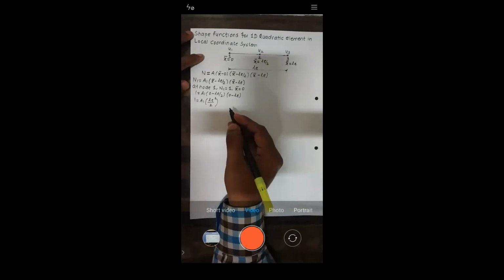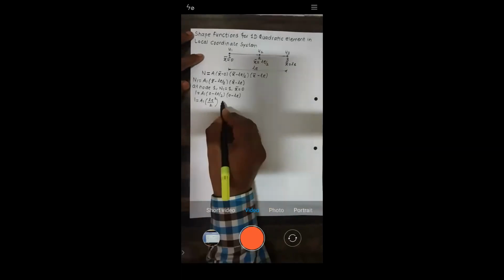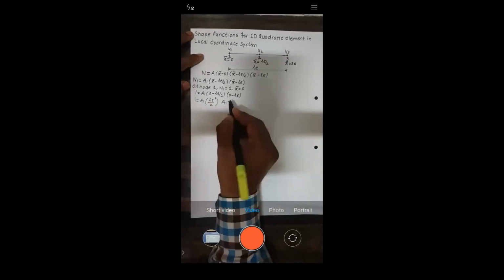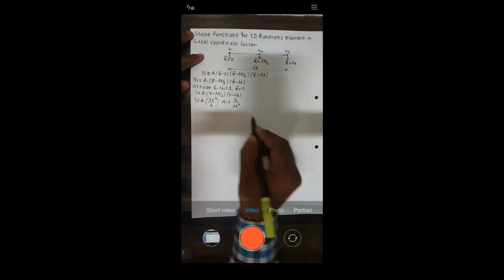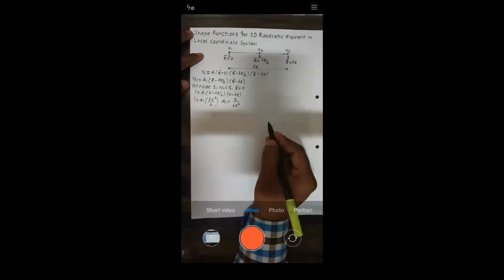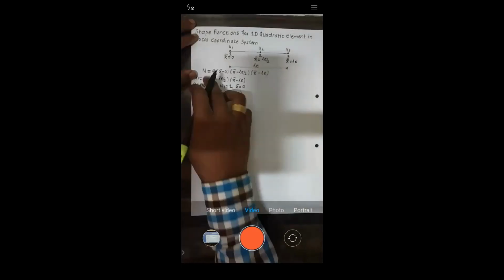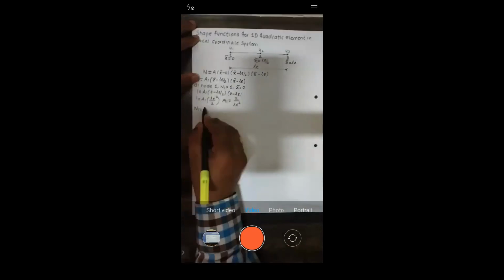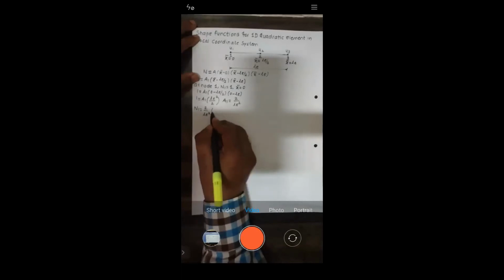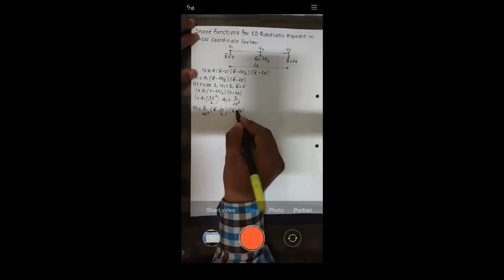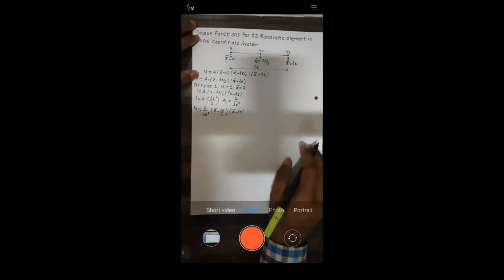So what value of A1 will you get? What is the value of A1? It is 2 by Le square, right? Is it okay? If you put this value in N1, what value of N1 will you get? N1 is equal to A1, that is 2 by Le square, into x bar minus Le by 2 into x bar minus Le. Is it okay? Let me know.